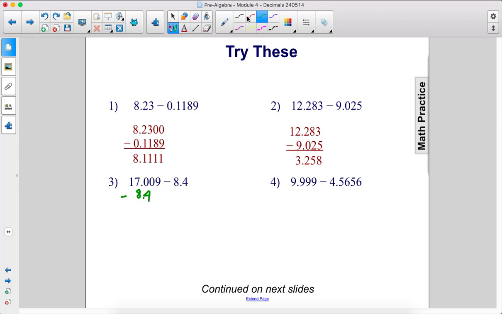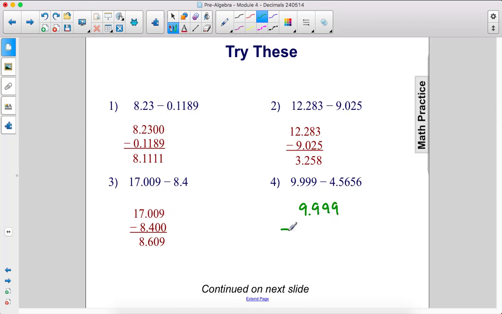All right, 17.009 minus 8.4. Now I can put zeros in here if I want to. All right, 9 minus 0 is 9. 0 minus 0 is 0. Now we have 0 minus 4, so we're going to have to borrow 10 from here. Make that a 6, we get the 1 there. 10 minus 4 is 6. Then we drop down the decimal. 16 minus 8 is 8. 8.609.